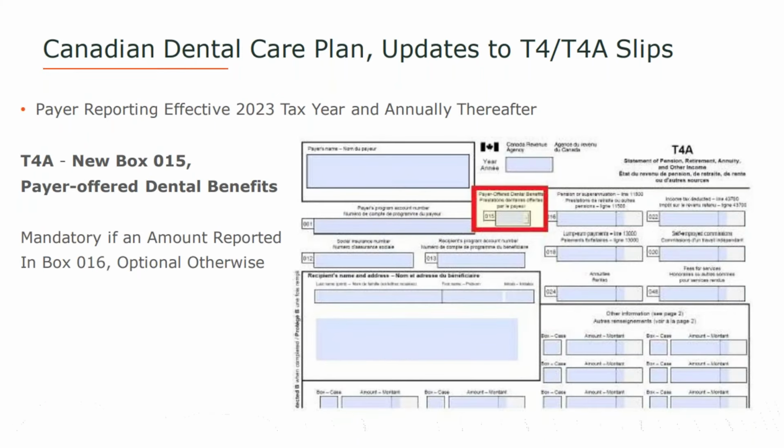This is what it's going to look like for the T4A slip. Again, this takes effect for the 2023 reporting year and thereafter. And it is mandatory if an amount is reported in box 016. Otherwise, it's optional.